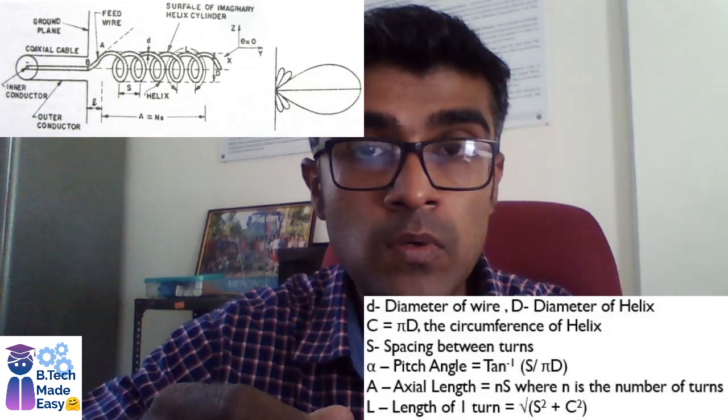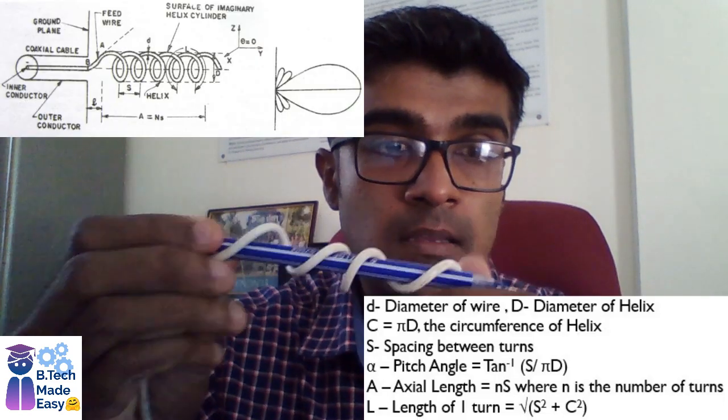So in the previous video, you might have seen how to make this helical antenna just like this by winding a copper wire over a cylinder. And in this video, we'll be knowing about the parameters of this helical antenna. So first of all, we'll start with the parameter small letter d, that is the diameter of the wire. You can see in the figure also.